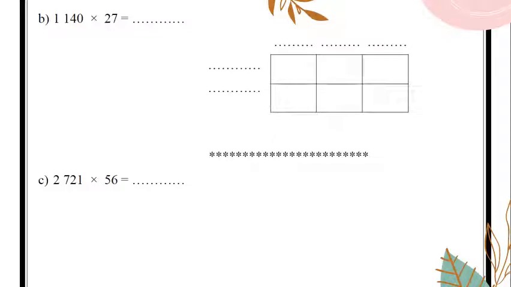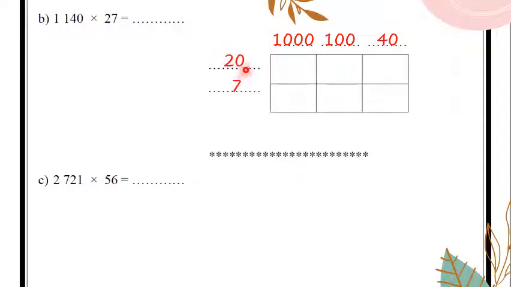Exercise B. 1,140 times 27. Let's break the numbers. 1,140, I will break it into 1,000, 100 and 40. 27, I will break it into 20 and 7.